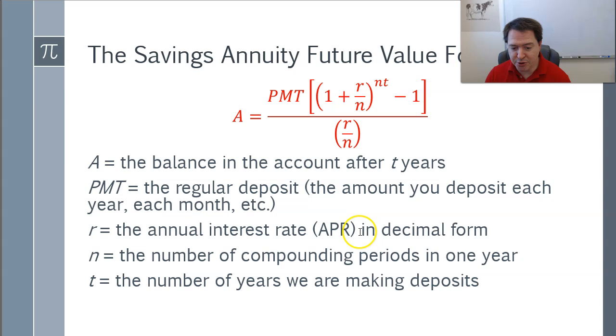R is our interest rate as an APR, and remember it's always in decimal form. So if I've got 13% interest, I put it in as 0.13, not 13. N is going to be the number of times we're making deposits and earning interest in that year.